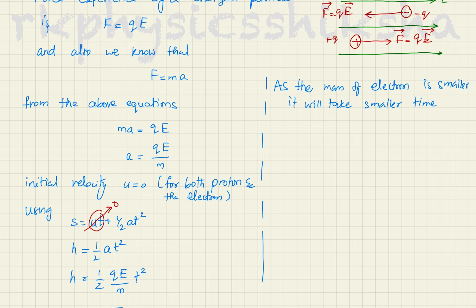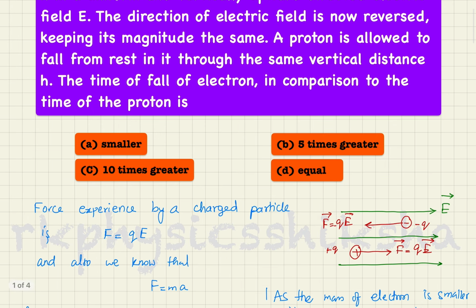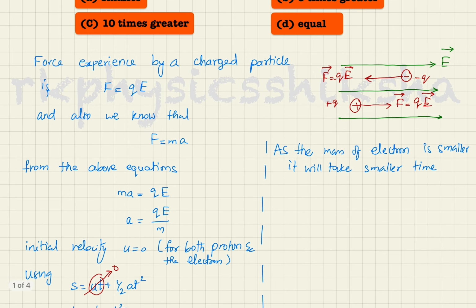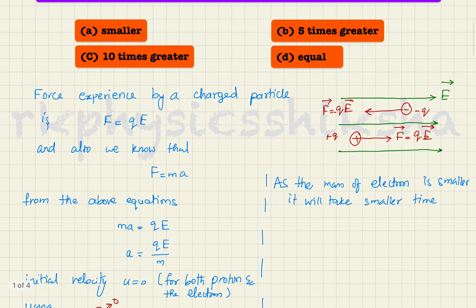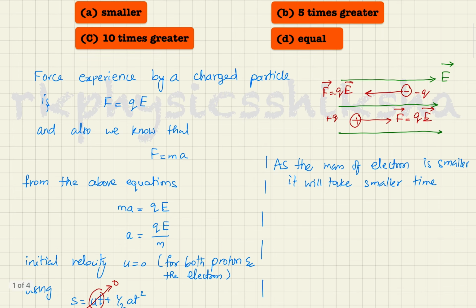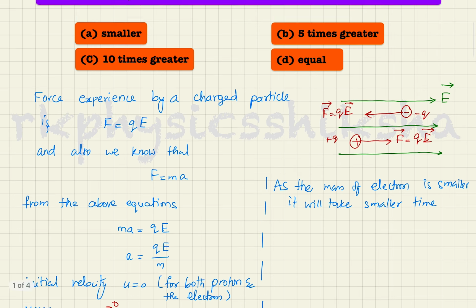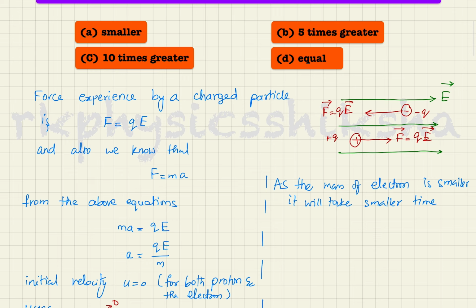Means what is the comparison here? So what is the time of fall of electron in comparison to the time of the proton? As the mass of proton is greater than the mass of electron, and as time is proportional to the root of mass, we can directly say that it is smaller. Hence we can consider that the time taken by the electron is smaller compared to the proton. So the first option will become the correct option here. Understood? Hope you understood. Thank you.